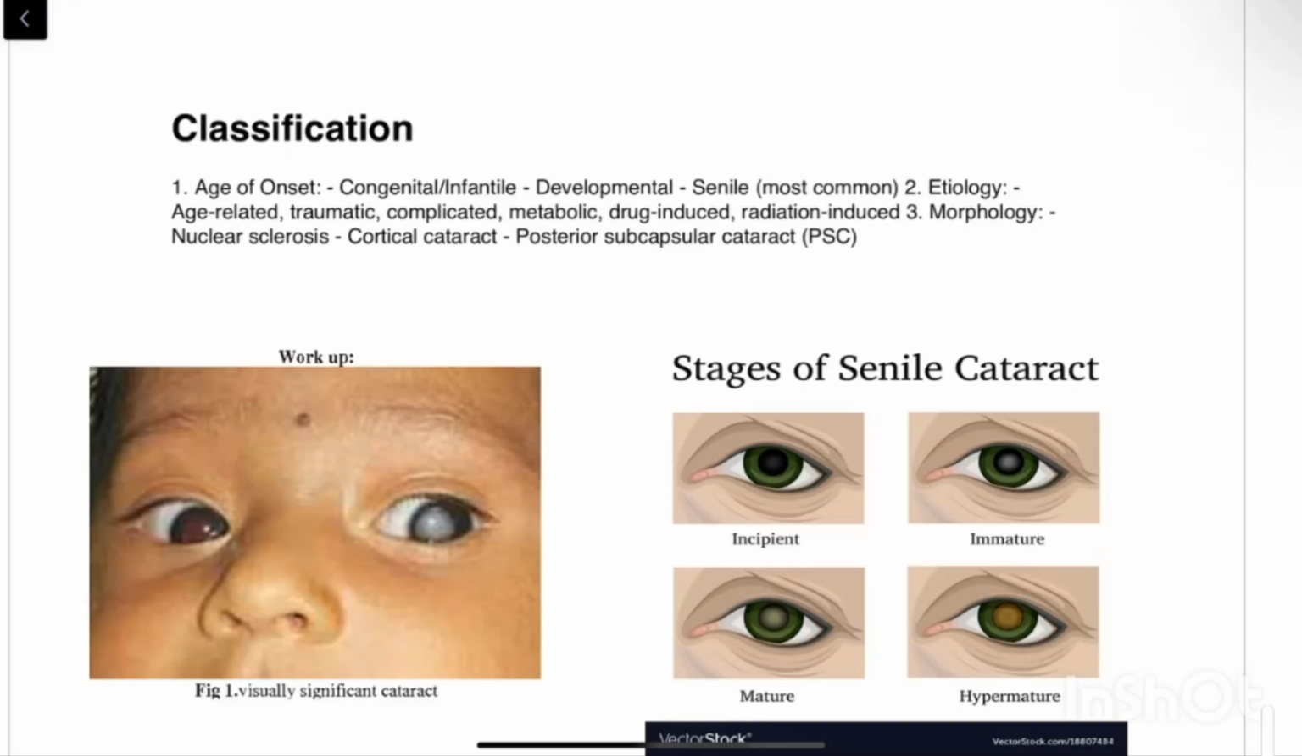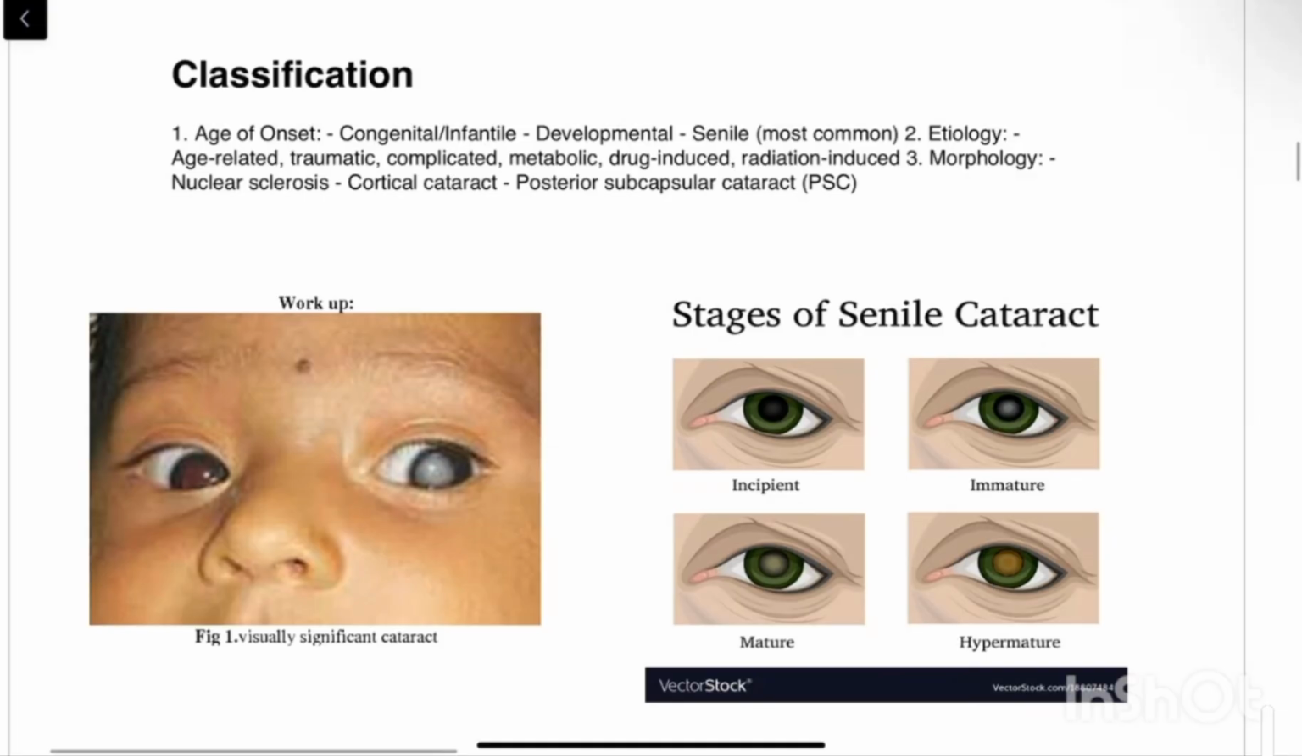We can classify it based on the age of onset. Like if the cataract is happening in a child or in an infant, then it is congenital or infantile cataract. And if the cataract develops as we age, then it is senile cataract, which is most common. Senile is nothing but age old people. Okay, so senile cataract will be seen in age old people.